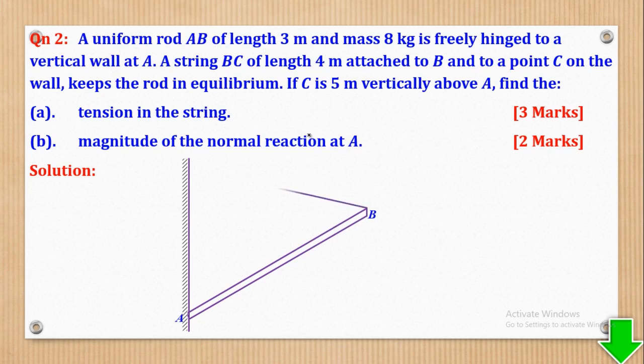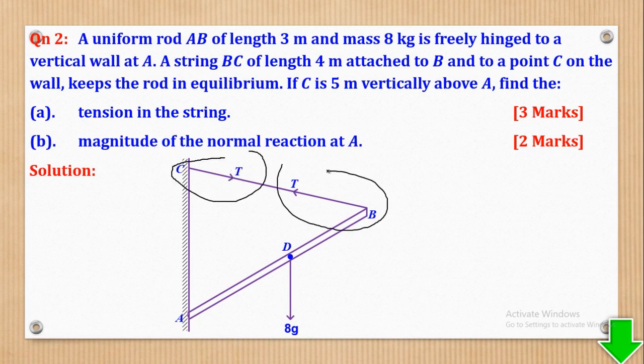Then they also talked about the string from point B to point C on the vertical wall, which is that string BC. Because the rod is uniform, the weight will act at the center of gravity, which is the midpoint. So this is point D, the midpoint, and the weight is 8g because the mass was 8 kilograms. Then this string is tight, meaning it has tension, so one will be here, another one will be there. So this is for this wall and this is for this rod.